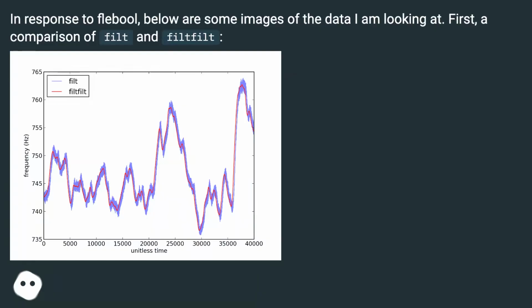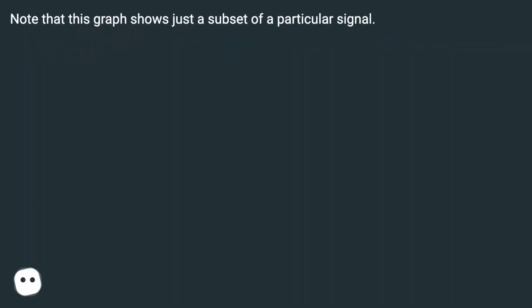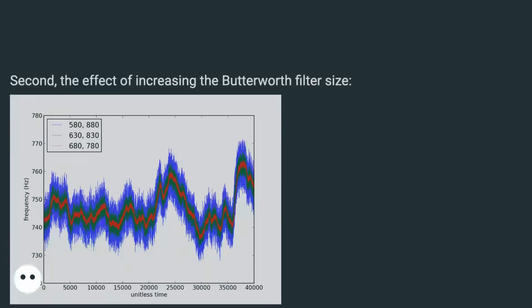Edit. In response to Flebel, below are some images of the data I am looking at. First, a comparison of filt and filtfilt. Both the above signals have had the same Butterworth filter applied, although the filter function is different, followed by extraction of instantaneous frequency, which is what is plotted as a function of time. Filtfilt seems to shift and smooth the data. Is one of these signals a better approximation of the true signal? Note that this graph shows just a subset of a particular signal.